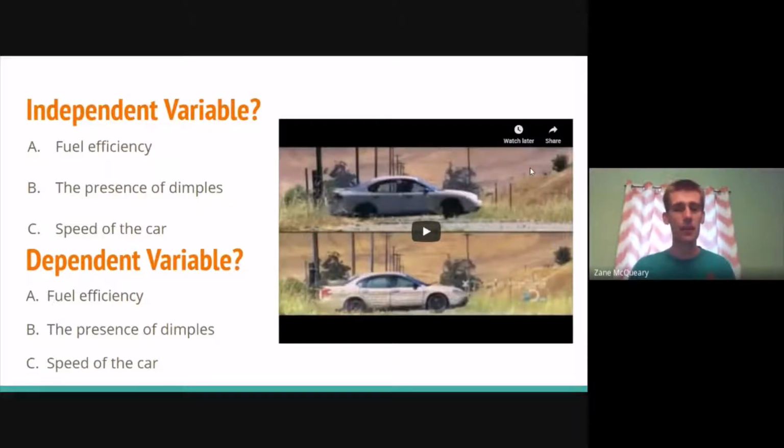The dependent variable, the thing we're actually measuring, the thing we're hoping to affect, was the fuel efficiency. Remember they said something about 26 miles per gallon versus 29. So the dependent variable in this case is the fuel efficiency. And it turns out a dimpled car really does help with your fuel efficiency. That's the dependent variable.